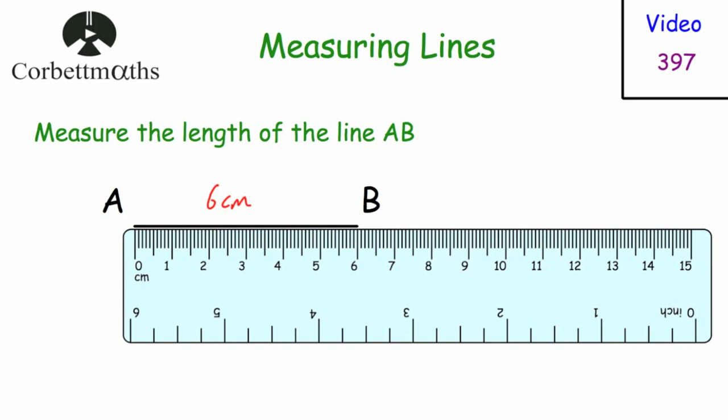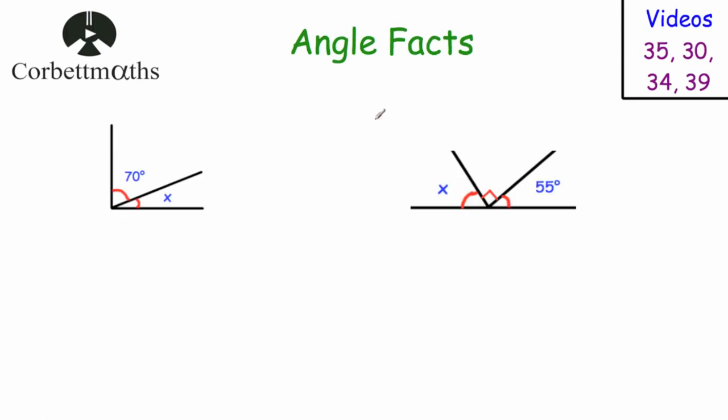Okay, our next topic. Our next topic is angle facts, and it's very important to know these angle facts. So for instance, that a right angle is 90 degrees, a straight line would be 180 degrees, the angles in a triangle add up to 180 degrees, the angles in a quadrilateral add up to 360, and so on. So these are very important angle facts.